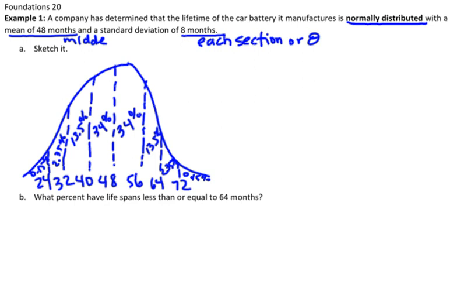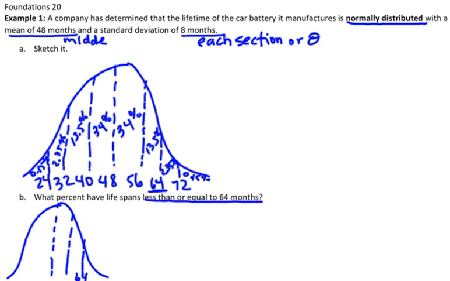Part B says, what percent have lifespans less than or equal to 64 months? I'm just going to quickly draw another one. And we can see where 64 is here in the top. So I know that if I have my mean, my average, there's one standard deviation, which is 56, and the next standard deviation, this is 64. And it's asking less than or equal to 64. So that means from here on and to the left. So I'm going to highlight what it's talking about here, from 64 and less. So that's this whole part of my graph that's to the left-hand side of 64.